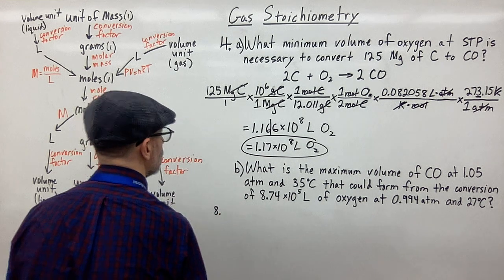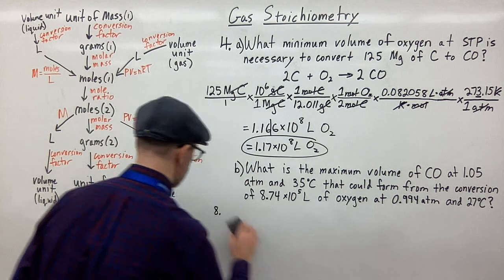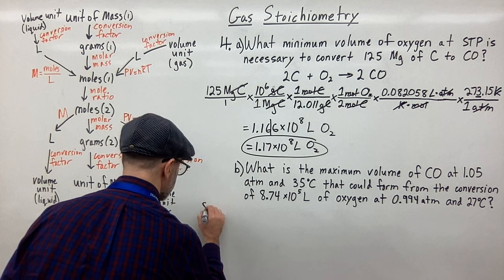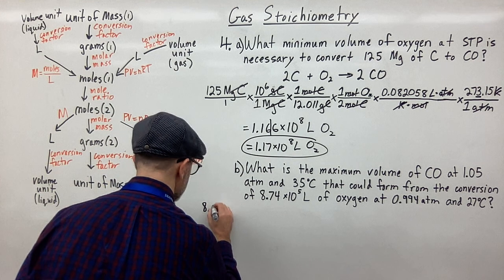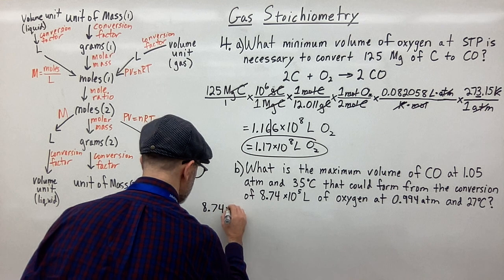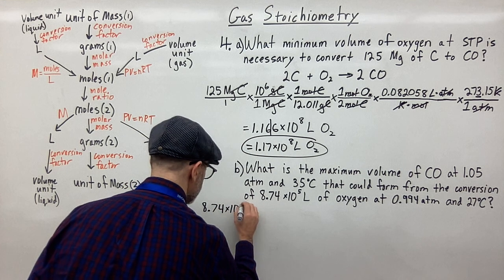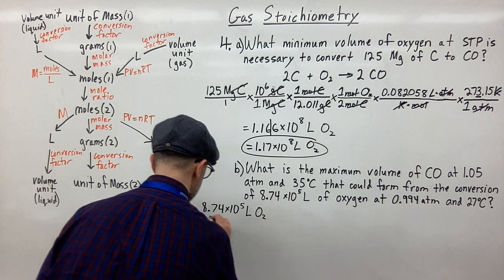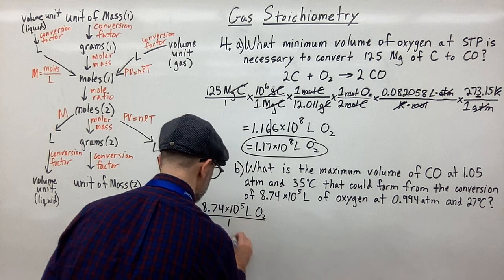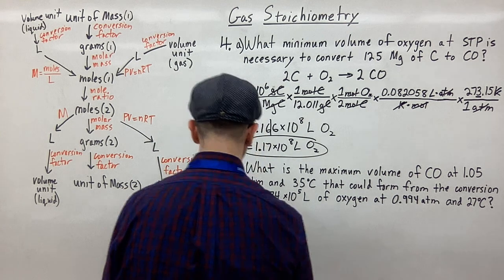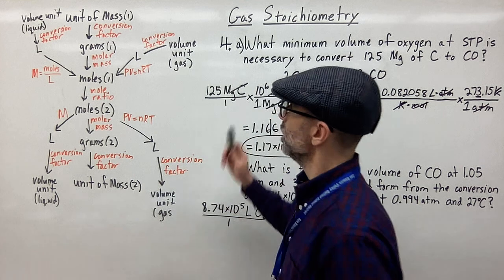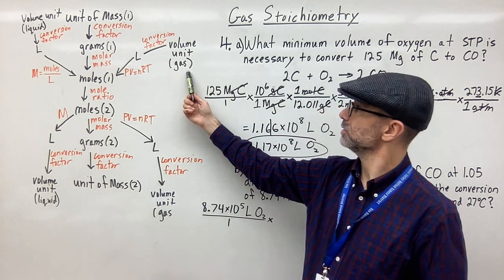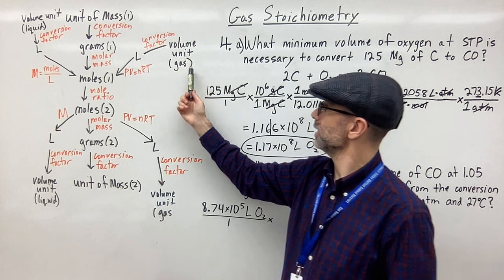8.74 times 10 to the 5th liters of oxygen. We're going to put that over 1. And where are we? So we got liters of oxygen. So here we got a volume unit of a gas. And so we're going to need to convert.